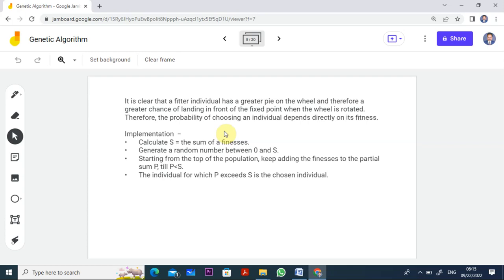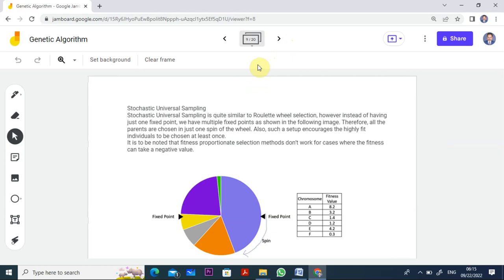So this is the principle. On this we are going to go for the selections right here. Then I am going for the stochastic universal sampling, or SUS. If you remember the previous one and this one, there is only a single fixed point, but here we are putting two fixed points. This side one, this side also one.